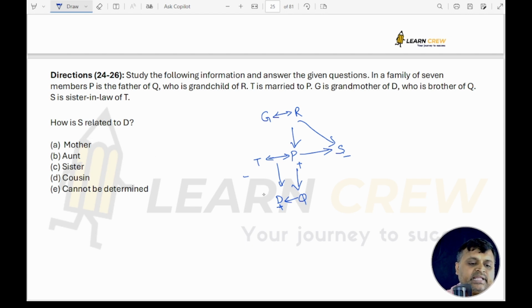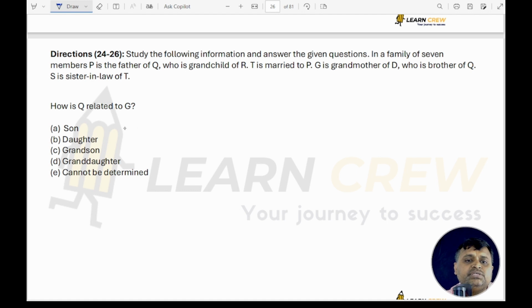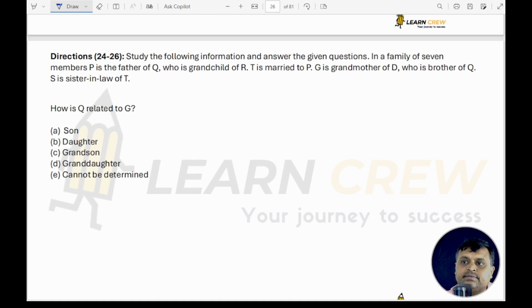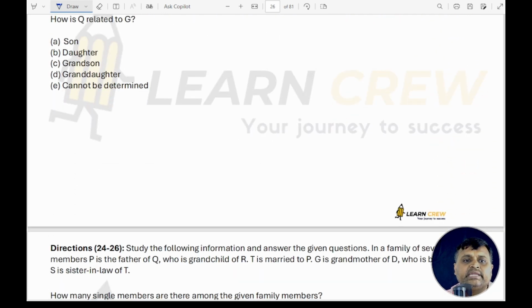How is S related to D? Aunt. So the answer is B. Next. How is Q related to G? It is grandson or granddaughter, any one of these two, as the gender is not known. So here the answer is cannot be determined.